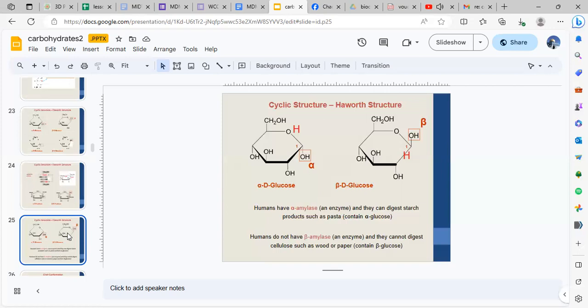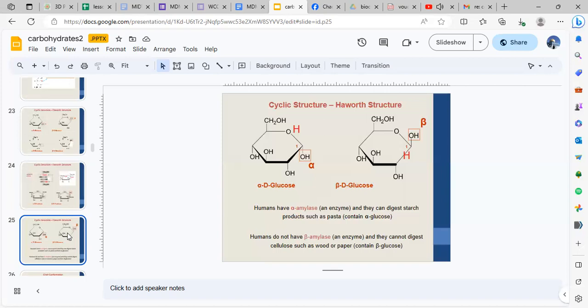Yes. So basically, the positioning of the attachment of the glucose units in cellulose is different. So we don't have the enzymes to break it down. Starch in bread, in pasta, we can break it down using the amylase. So that's the way we can digest starch. But for cellulose, the attachment of the glucose units are in the beta position. So there we have no enzymes for that.